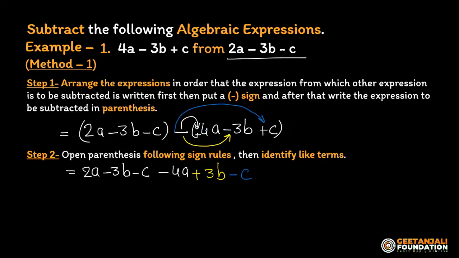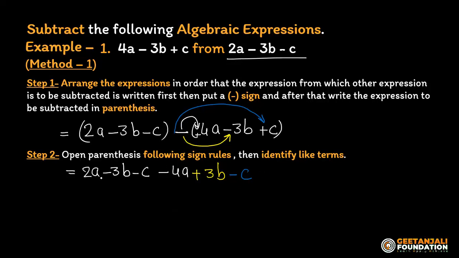You can see this was 4a, it became minus 4a. This was minus 3b, it became plus 3b. This was plus c, it became minus c. So be careful about the sign for opening a parenthesis when there is a negative sign before the parenthesis. So we have written it.